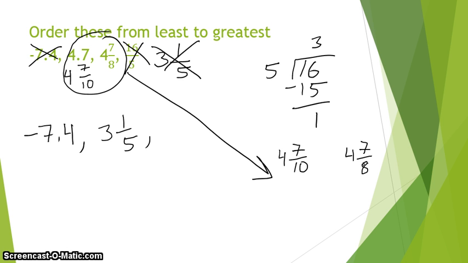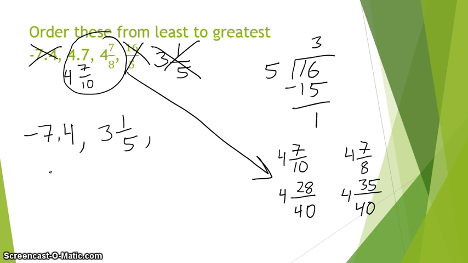My common denominator between the two of them is going to be 40. So it's going to be 4 and something over 40 and 4 and something over 40. 10 times 4 is 40, so 7 times 4 is 28. 8 times 5 is 40, so 7 times 5 is 35. So here I can see that 4 and 28 over 40 is smaller than 4 and 35 over 40. So 4.7 is smaller than 4 and 7/8.